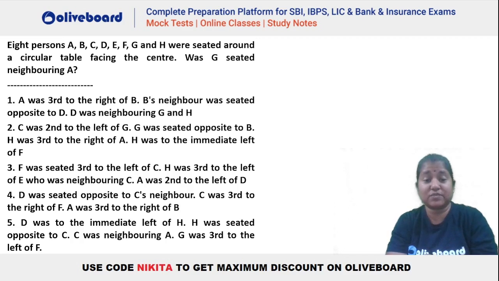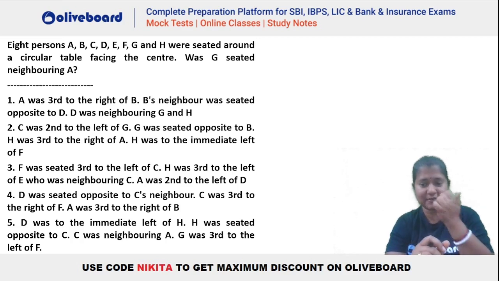So this is a question based on data sufficiency, where you have to find which of the following statements given in these five options is sufficient alone to answer the question. That is, was G neighboring A, right? That is the question here. So you have to answer this particular question, and you have to find which of the following alone is sufficient to answer this particular question here. Okay.